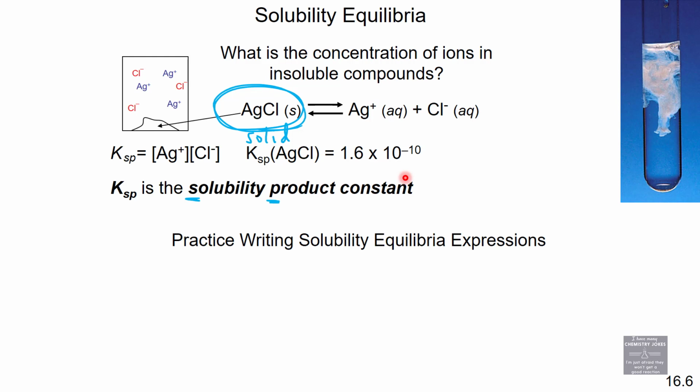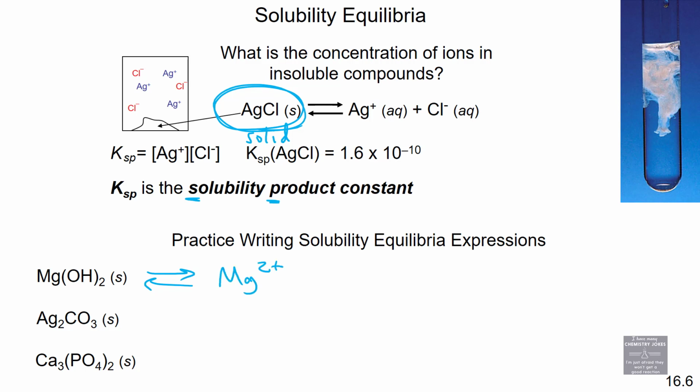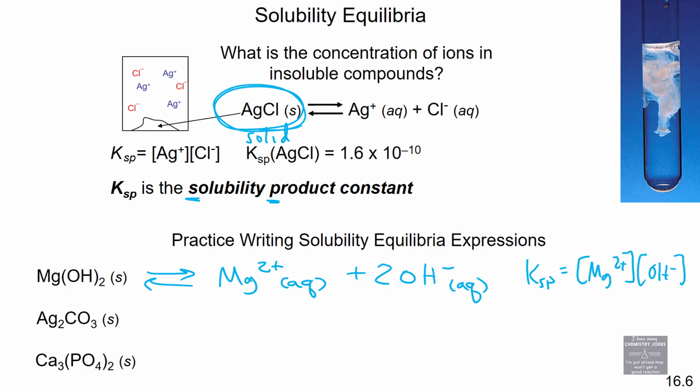Practice writing solubility equilibria expressions. Here are 3 examples. I'm going to write 2 of them, and you're going to write 1 of them. Solubility product constant stuff means solid breaking down into ions. Break it down. Mg2+ aq, 2 OH- aq. We get aqueous ions when that insoluble compound breaks down. Our Ksp expression for this would be Mg2+ times OH- squared. That's easy.